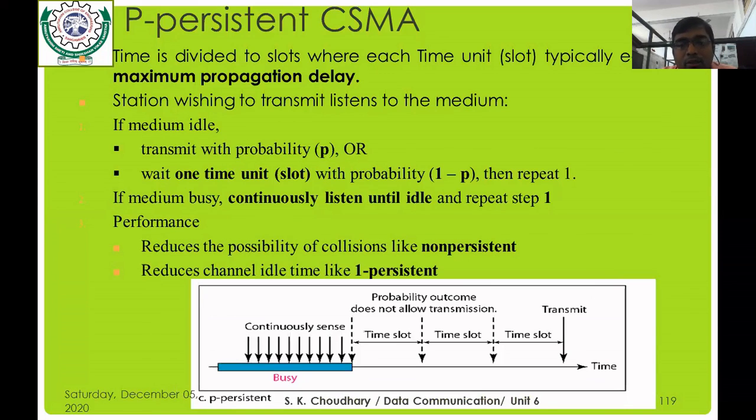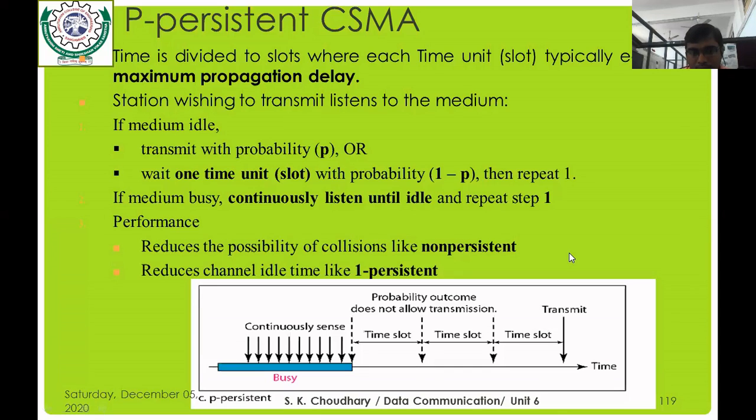Time is divided into slots, where each time slot unit typically equals the maximum propagation delay. A station wishing to transmit listens to the medium. Here again continuous sensing is done, but a time slot is allocated. If the medium is idle, transmit with probability p, or wait one time slot with probability 1 minus p, and then transmit again. But if the medium is busy, continuously listen until the idle state is reached, and then repeat step 1.